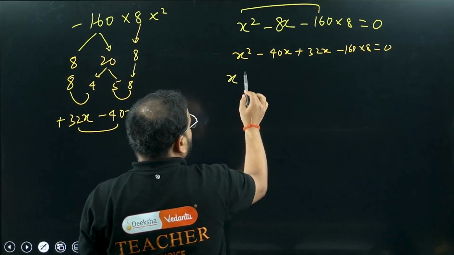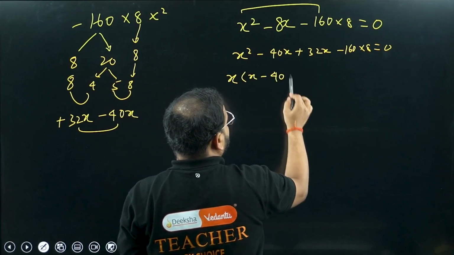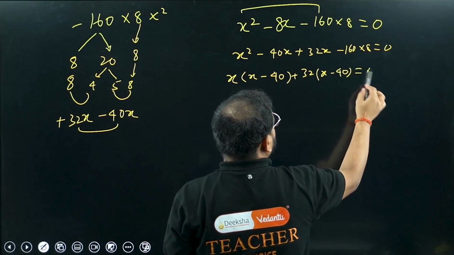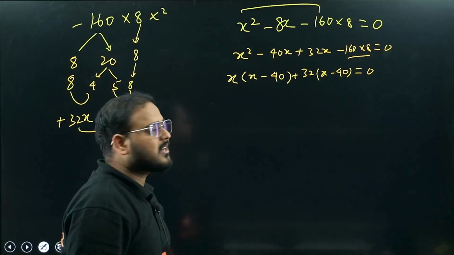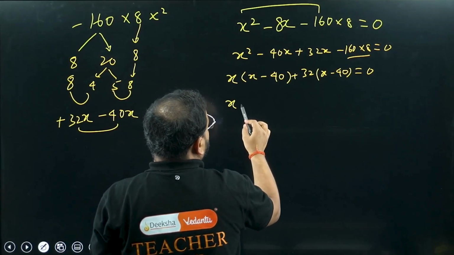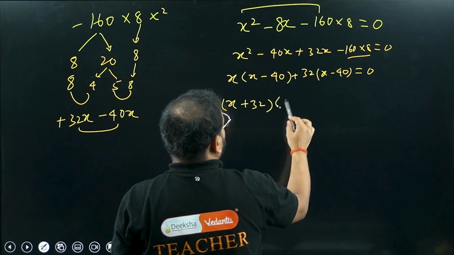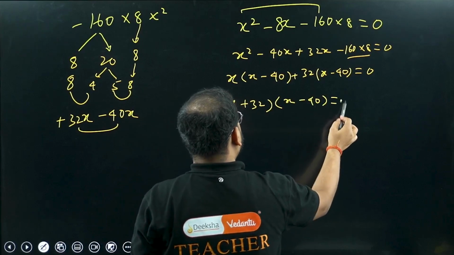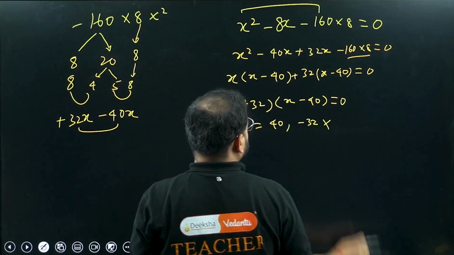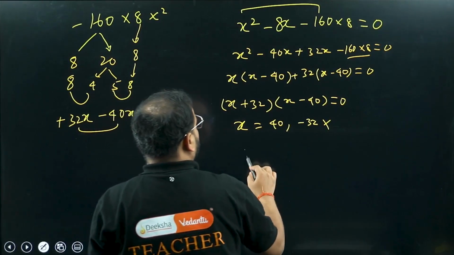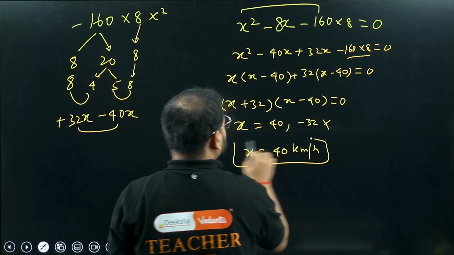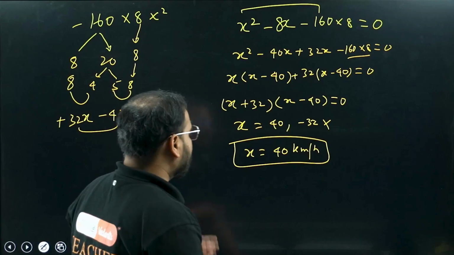Take x common here. I get x minus 40. Take 32 common here. I get x minus 40 again. How come, sir? The product is the same, 32 into 40 is the same number. So x plus 32 and x minus 40, factorized. Speed can't be negative. I am getting two values, 40 and minus 32, so minus 32 is not possible. So what is my value? x equals 40 kilometers per hour is the speed of the train. The original speed of the train is x equals 40 kilometers per hour.